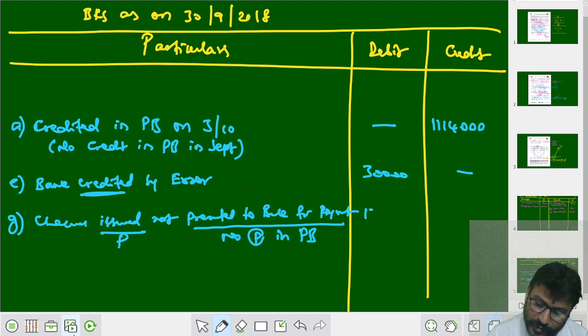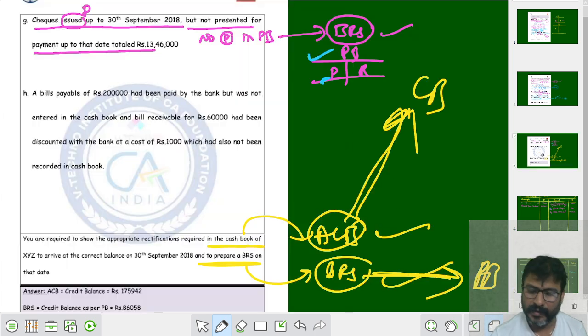It is an amount of rupees 13,46,000. How much it is? It is an amount of rupees 13,46,000. Now move on to the last point.